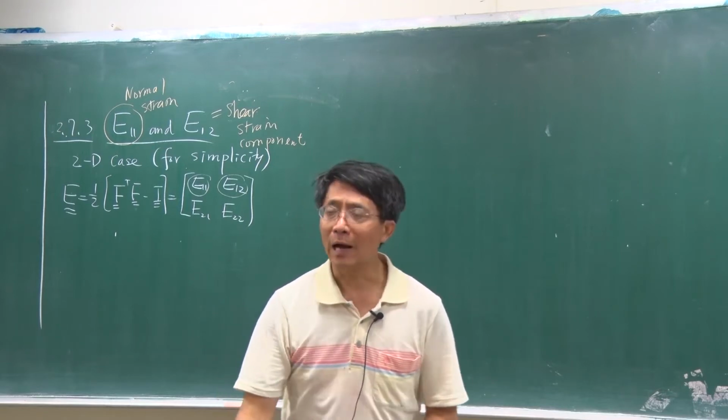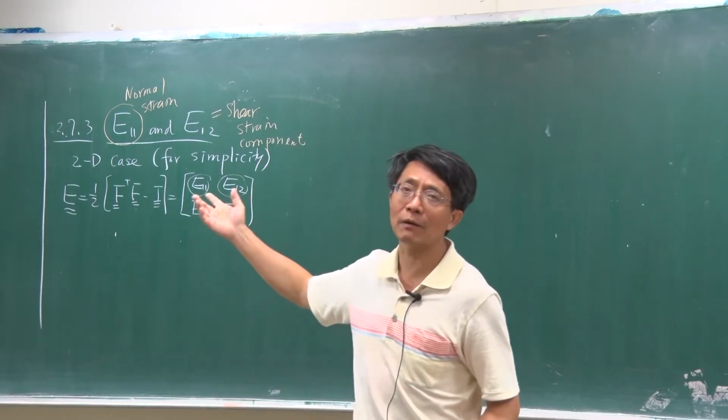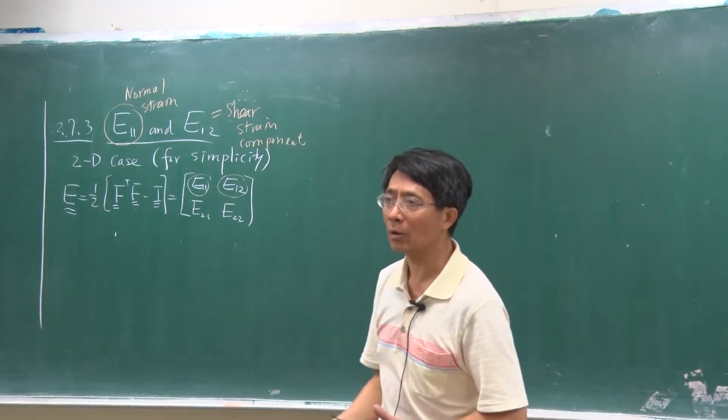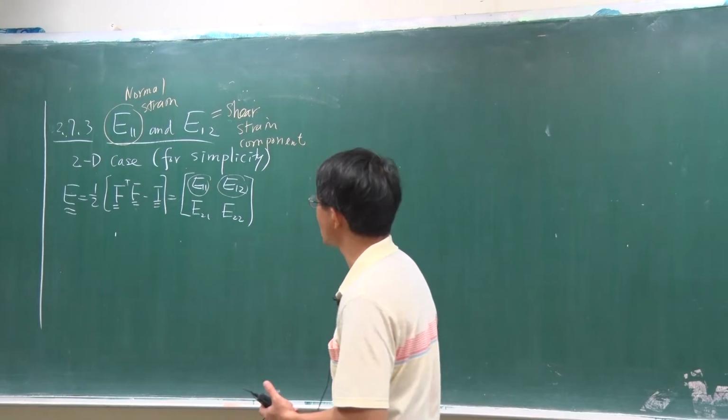In the old days we always talk about the normal strain component and shear strain component for the classical strain. For the Lagrangian strain, we still have normal strain component and shear strain component. But let us look at the meaning of these two components.